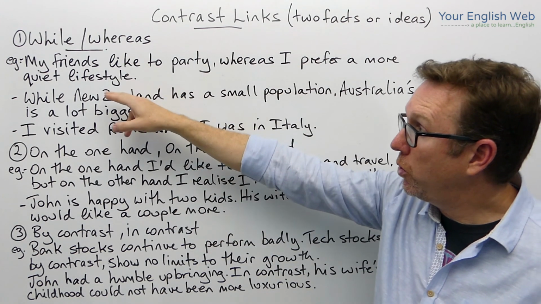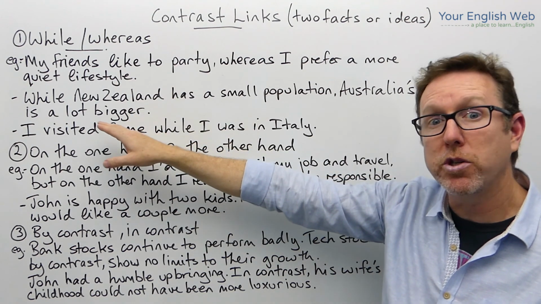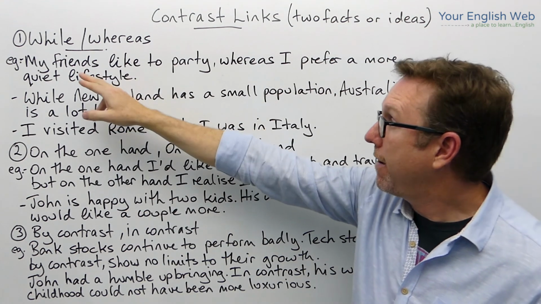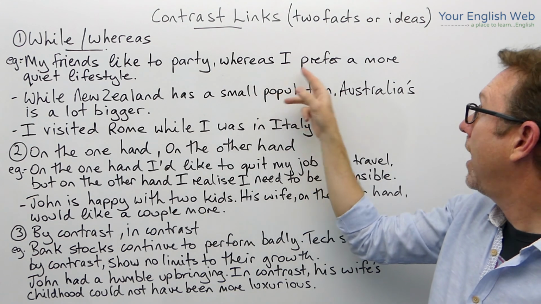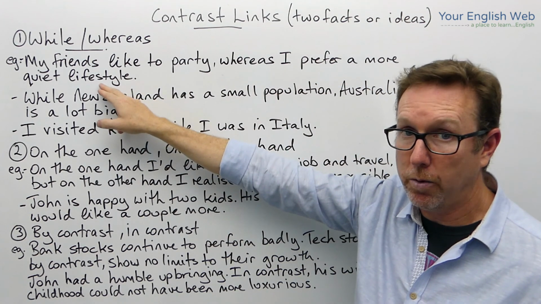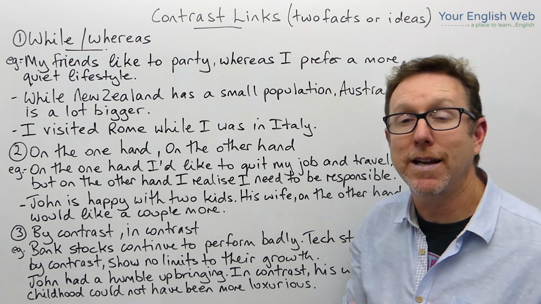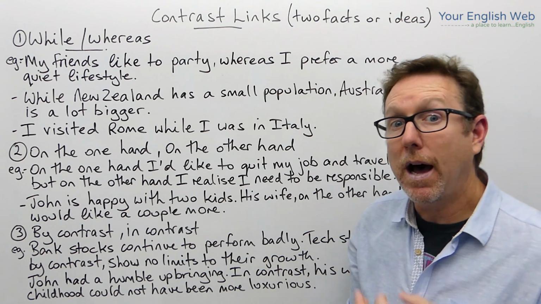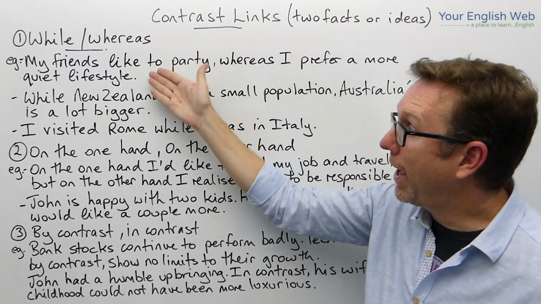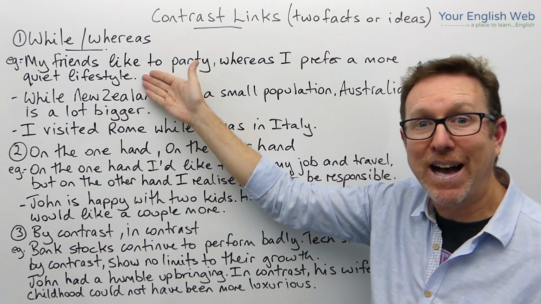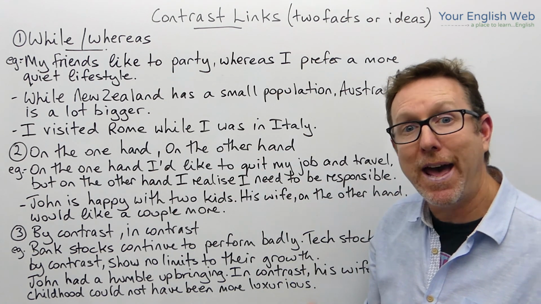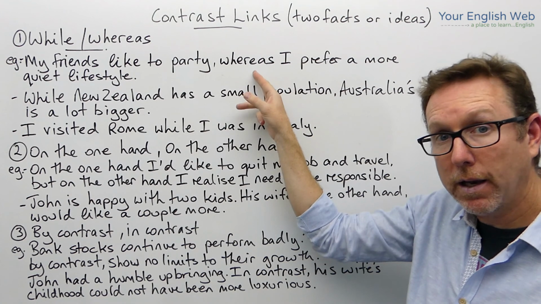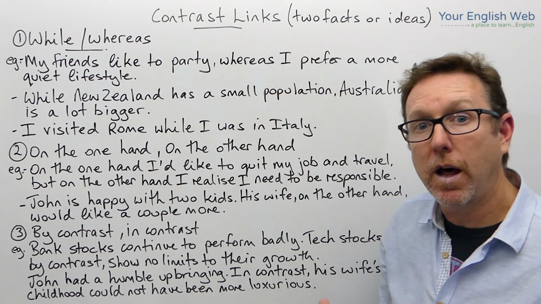So we'll have a look at two examples, well, three examples, because I want to show you a difference with while. So the first example sentence is, my friends like to party, whereas I prefer a more quiet lifestyle. Okay? So we're contrasting the two. I don't like to party. I don't like to go out as much as my friends. Okay? So they like to party, whereas or while I prefer a more quiet lifestyle.